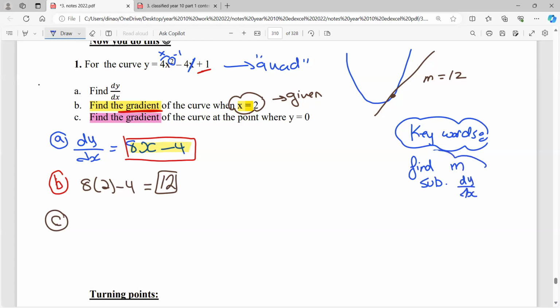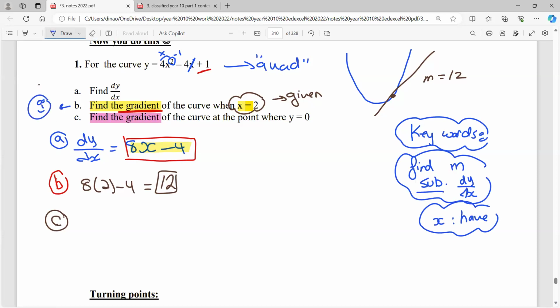In order for me to substitute in the differentiation I must have the x. The x must be present. Again, find the gradient means substitute in the differentiation. To substitute in the differentiation I must have the x. In question B, what is this line? In question B the x was given clearly.